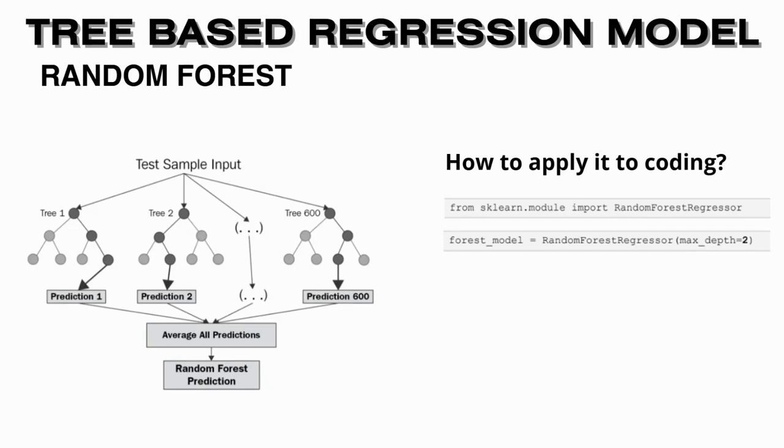How to apply it to coding? First, you need to import the RandomForestRegressor from the sklearn module. And in the following code, you can change the maximum depth of the trees present in the random forest as per your requirement.